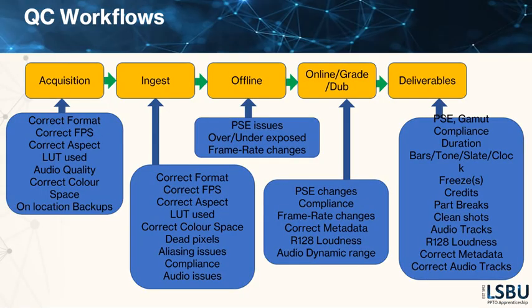Really, QC occurs throughout the entire process, from acquisition, ingest, offline, online, and deliverables. There's an awful lot of things that we can check as we go. So within acquisition, are we acquiring the right format in our camera or in any other form of acquisition that we might have, sourcing stock footage, etc.?